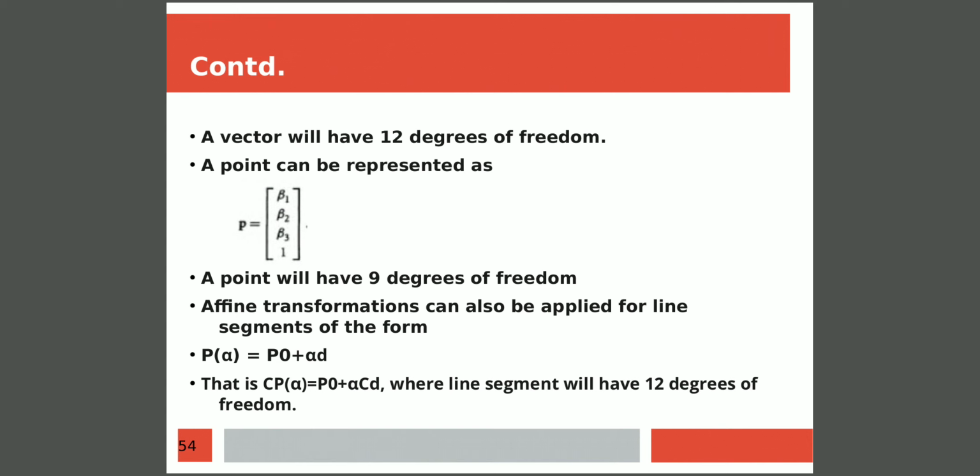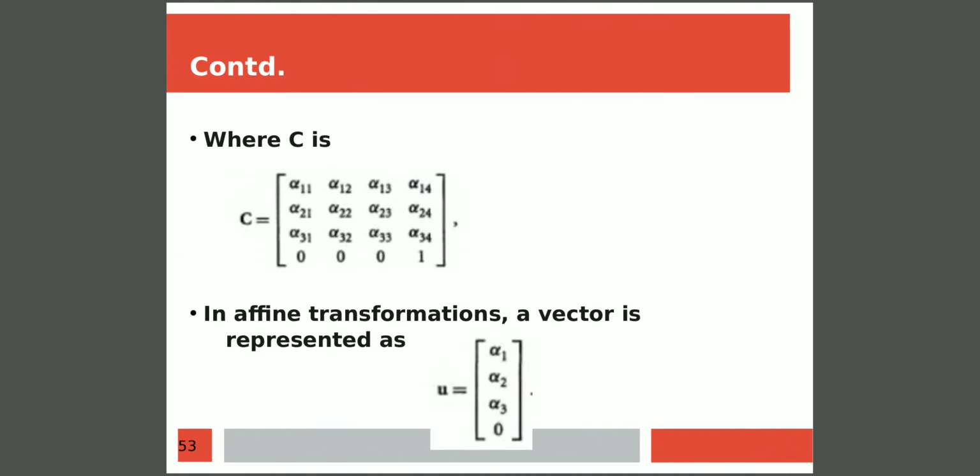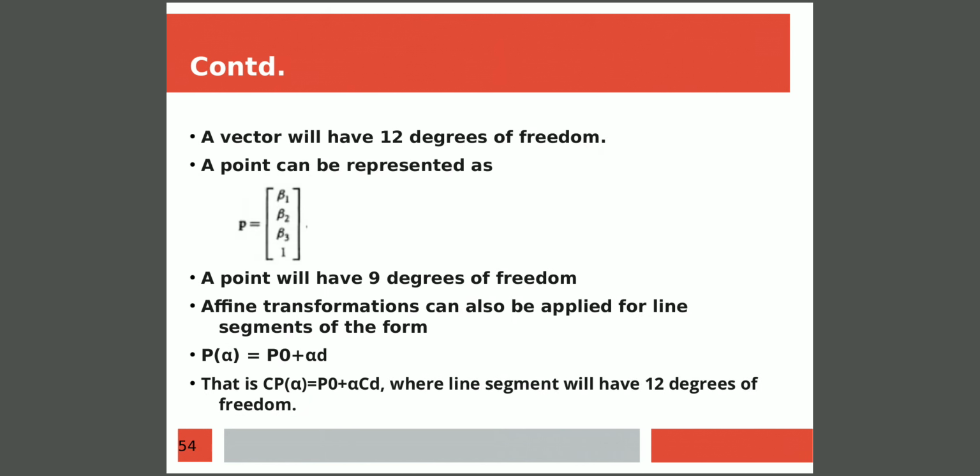Then in affine transformation, a point can be represented as P equal to beta 1, beta 2, beta 3, 1 in a column matrix. When we change the point from one position to another position by applying a transformation function, then we can say a point will have 9 degrees of freedom. Even to apply a transformation function on a point, we'll use a matrix called C. In the matrix C, out of totally 12 scalar values, only 9 scalar values will get changed. So we'll say a point will have 9 degrees of freedom in affine transformations.